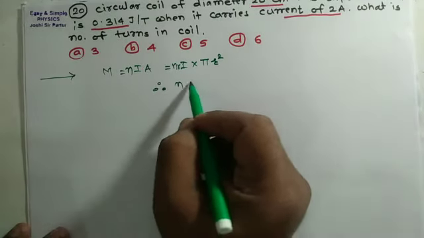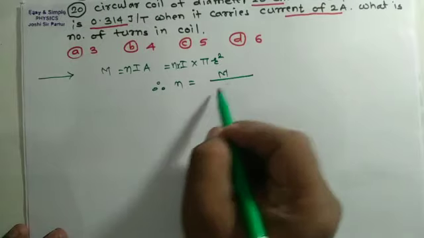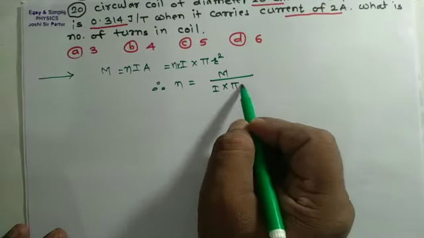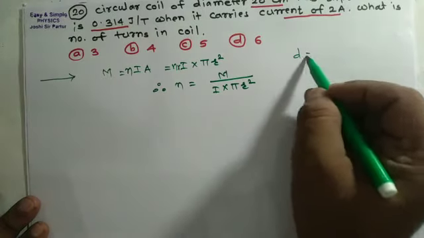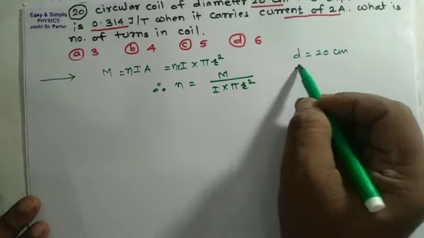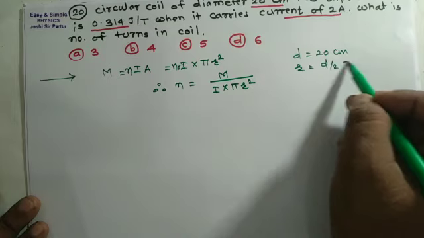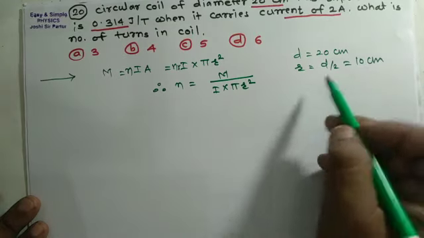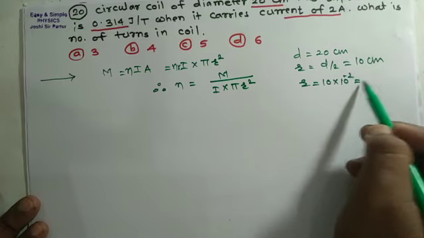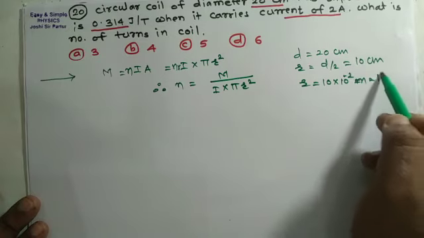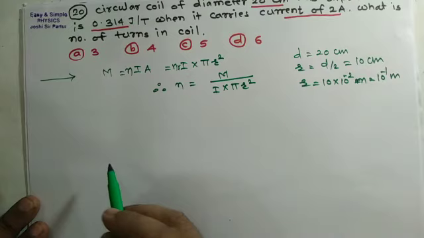Therefore N is equal to capital M upon I multiplied by pi r square. So here diameter is given as 20 centimeter. So radius is equal to diameter upon 2, that is 10 centimeter. So radius is equal to 10 multiplied by 10 raised to minus 2 meter, which will be 10 raised to minus 1 meter.